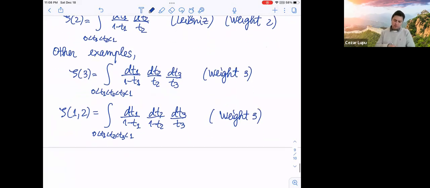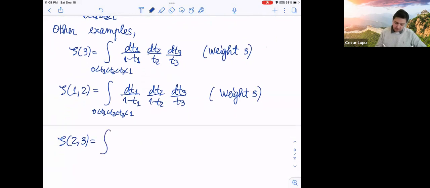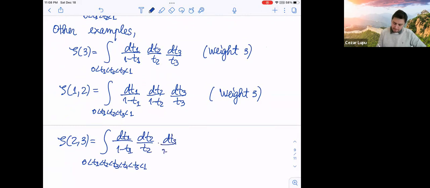And let me write just one in weight 5. Let me give you another example. Zeta of 2, 3, because this will be an important value. You will write this in the following way: t3, t4, t5, right? So this would be dt1, and so we can write it in this way, over t5. Okay, so this is in weight 5.